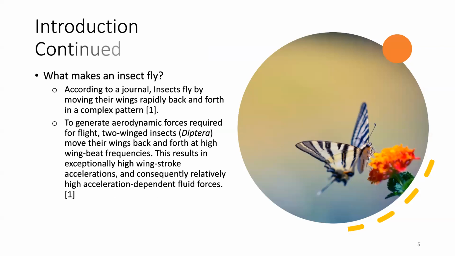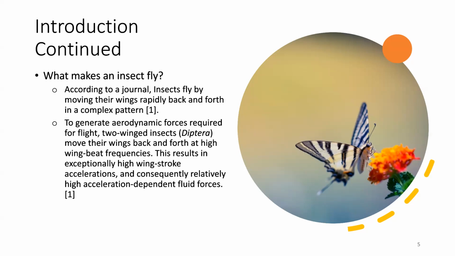Now, we may be wondering what makes an insect fly. According to a journal, insects fly by moving their wings rapidly back and forth in a complex pattern. Now, in this study, we're going to be looking at various insects, and the first thing we're going to realize is that to generate aerodynamic forces required for flight, two-winged insects, which is also the name Diptera, move their wings back and forth at high wing beat frequencies.